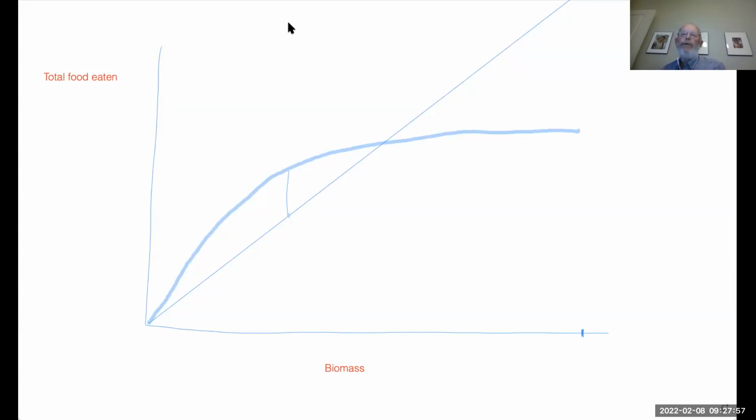Well, it starts out low when the population is low because there aren't very many animals eating. And then it goes to zero when the biomass gets up to where losses and gains balance. And in between those points, it's a dome-shaped curve that goes to zero where the population is at carrying capacity.